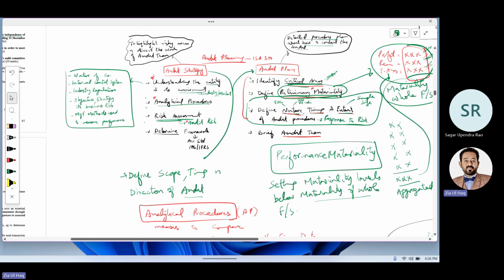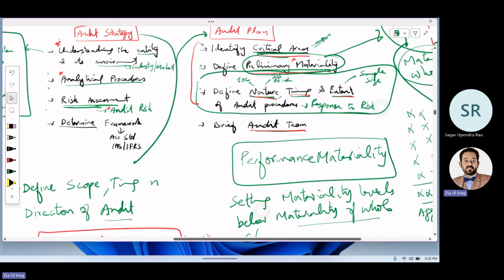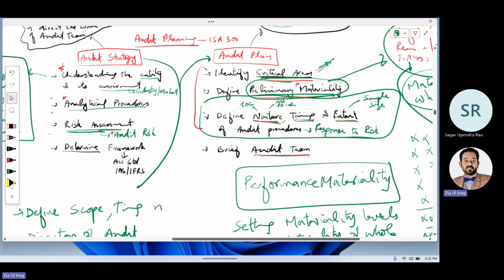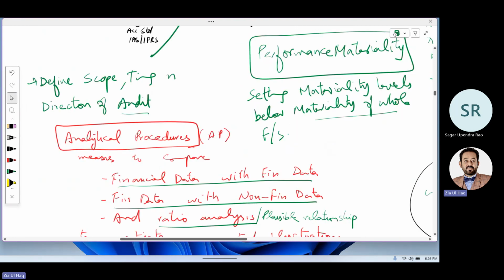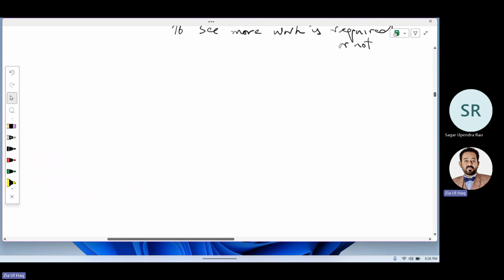So let's move towards the most technical and most important topic in any of the audit paper. There are two technical topics in audit. One is the audit report that we will discuss at the end of our syllabus. The second most technical topic is audit risk. At the planning stage, we have to highlight risky areas through risk assessment. Risk assessment means assessing audit risk and its components. So let's discuss what is audit risk and what are its components.